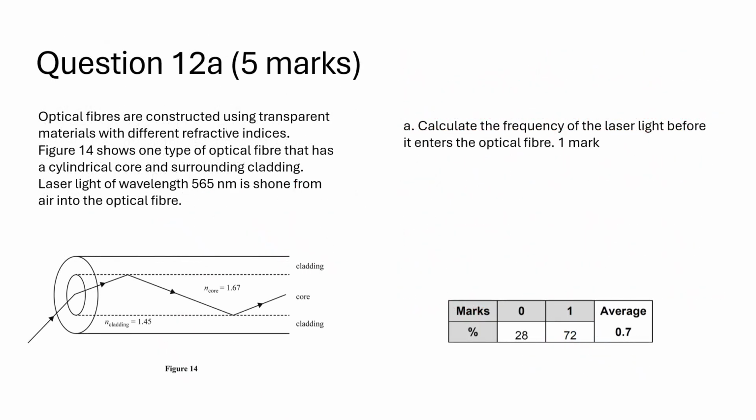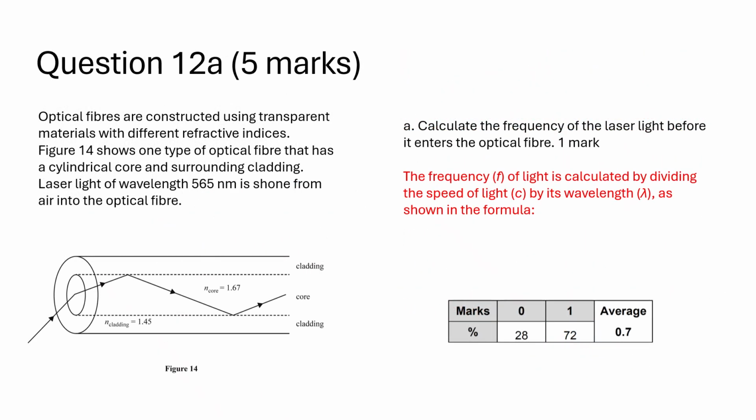The frequency, f, of light is calculated by dividing the speed of light, c, by its wavelength, lambda, as shown in the formula.